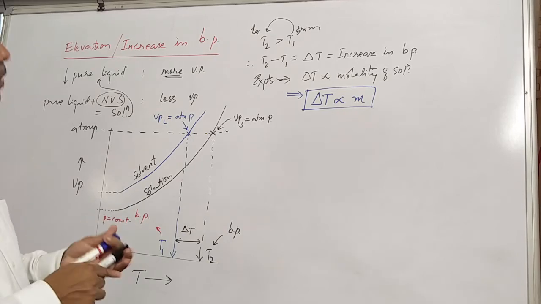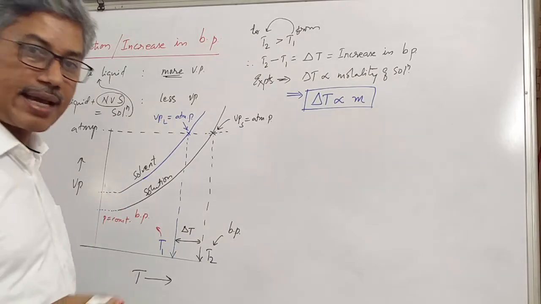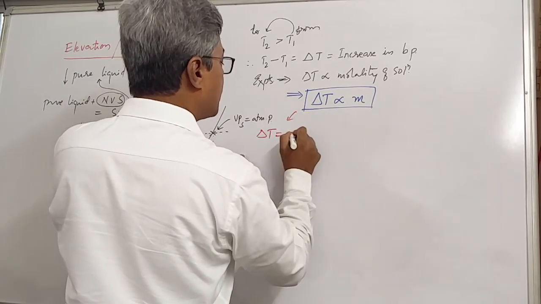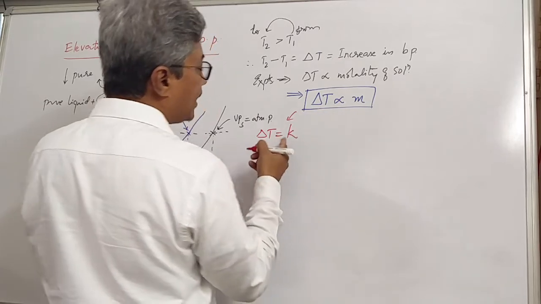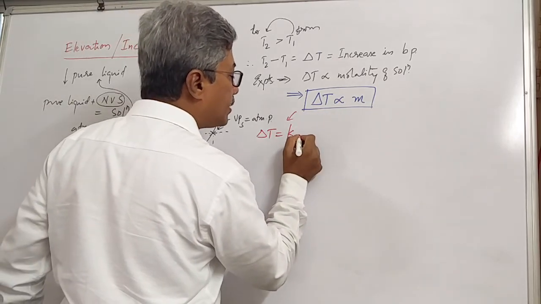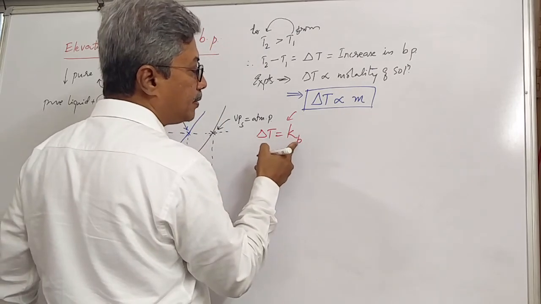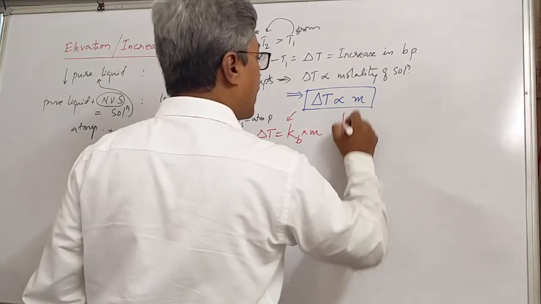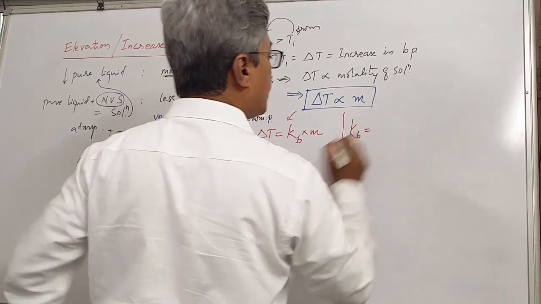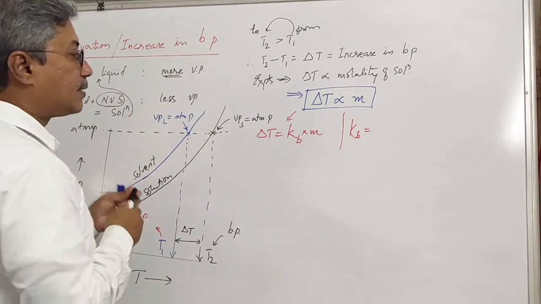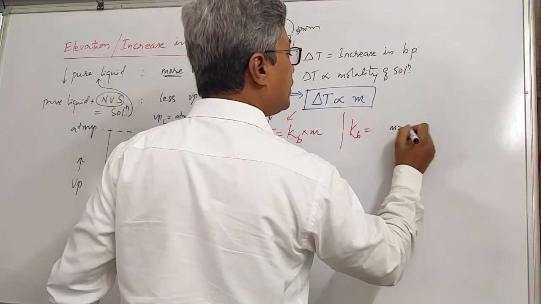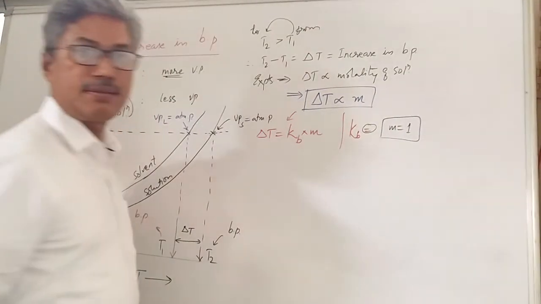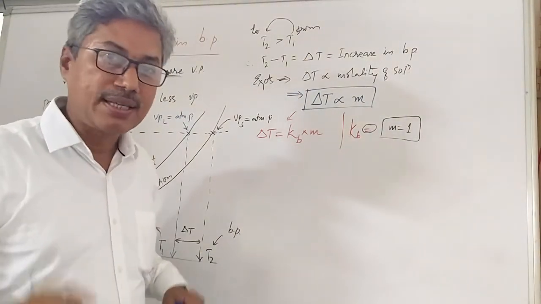Now, what we do here is replace the proportionality sign. That means we can write delta T is equal to some constant K. As it is related to boiling point, we call it Kb, into m. Clear, students? Now, to define Kb, what we have to do is put m equal to 1. To define this Kb, m should be 1.